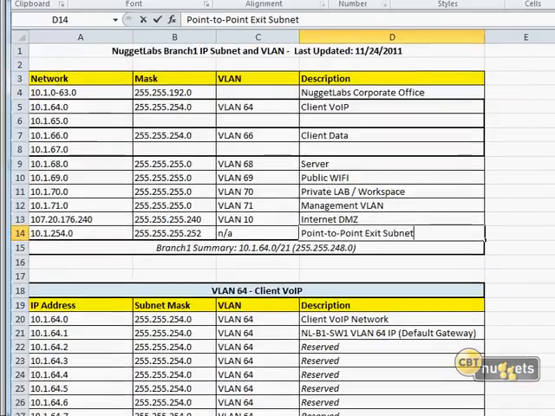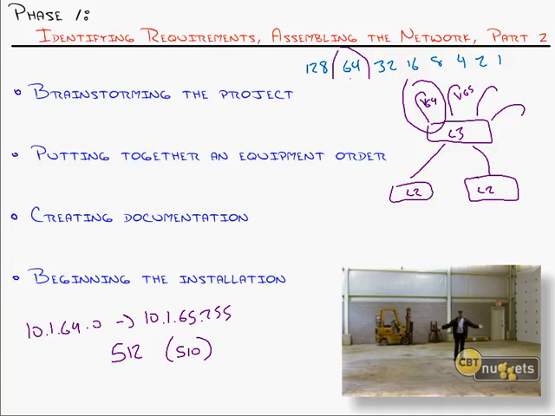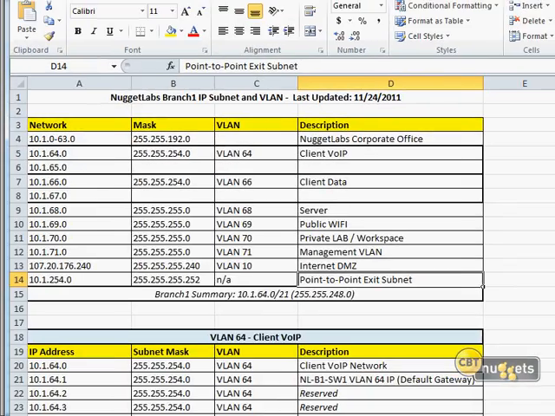So let's get back to the overview. Okay, so we're in the midst of creating documentation. Let me bring our ports back up. Okay, so that's kind of how I would design the VLANs here.